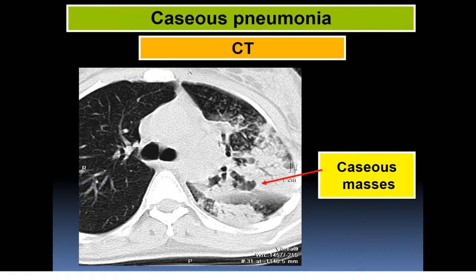Here we can see caseous infiltrative shadow in the left lung, caseous masses in the left lung, and many massive caseous necrosis and many focal shadows around this picture with cavities. This is a picture of caseous pneumonia.